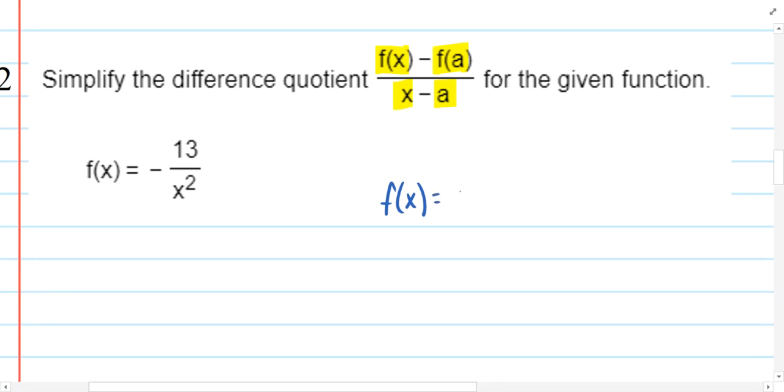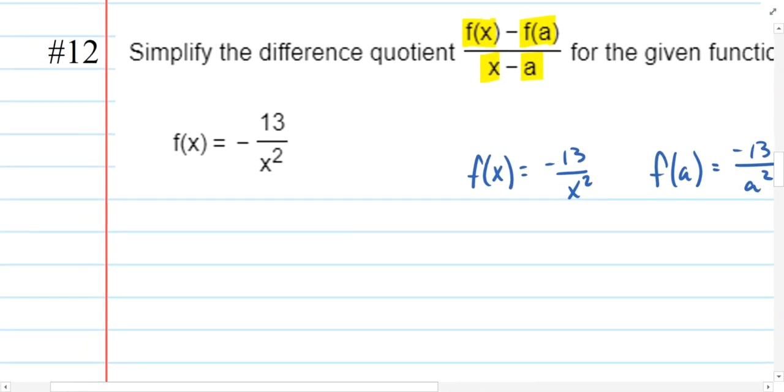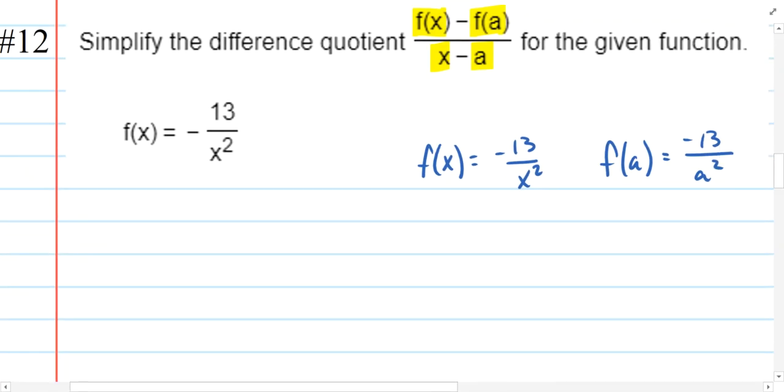F of x, of course, would be negative 13 over x squared. F of a, so the function f evaluated at a, would be replacing the letter x with the letter a. So f of a is negative 13 over a squared. And then, of course, x and a are just the variables x and a.